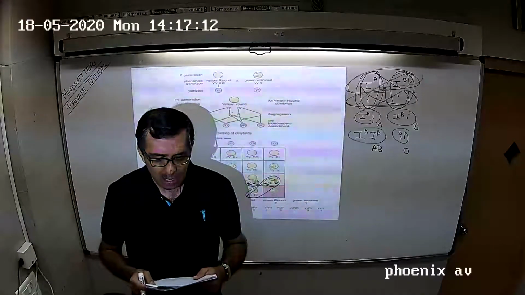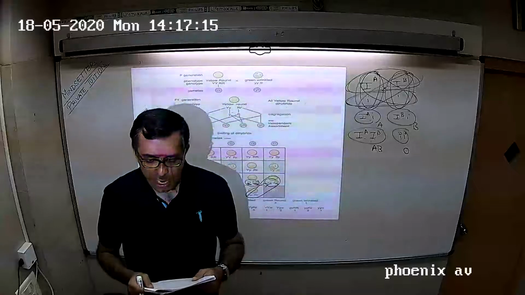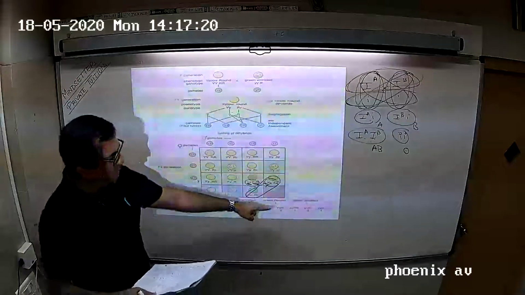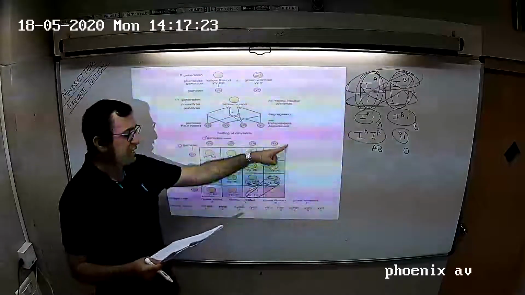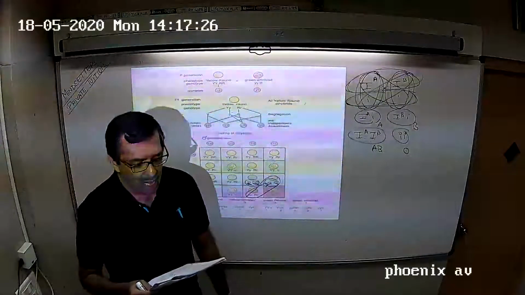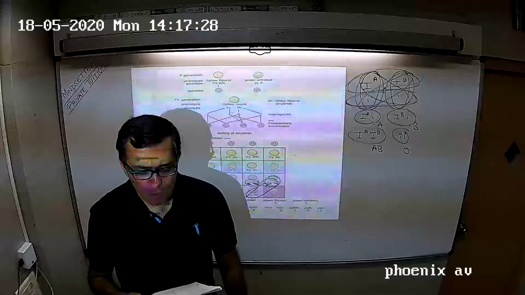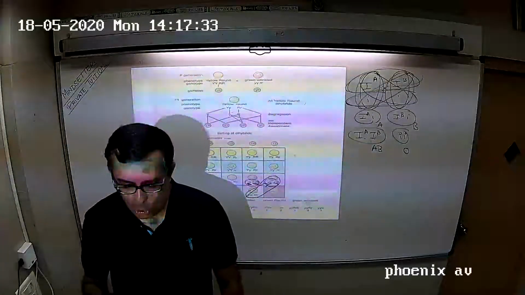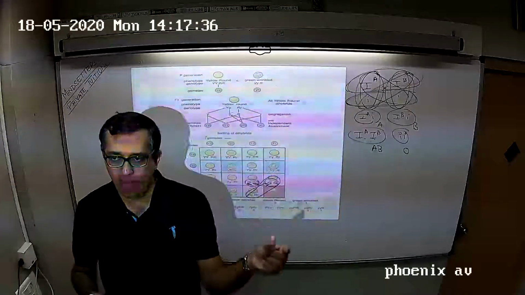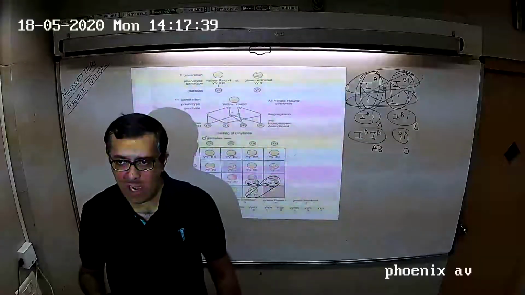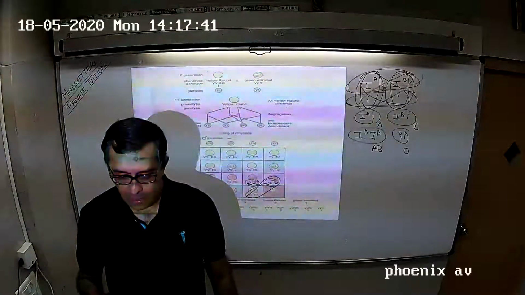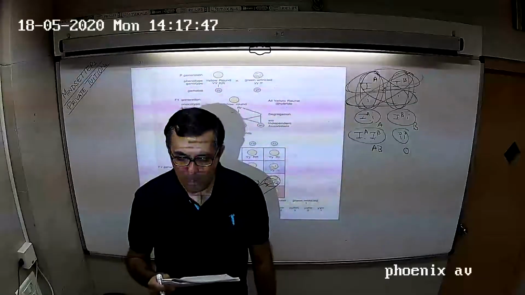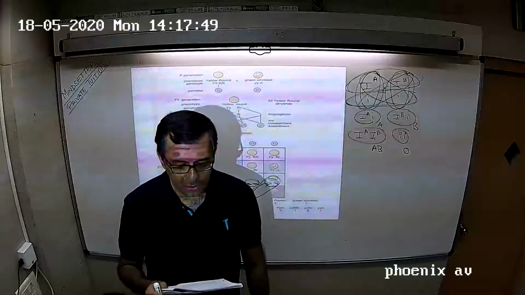Then 115, the graphical representation to calculate the probability of all genotypes of an offspring in a genetic cross is called a Punnett square. What is that called? A Punnett square. 116, the genotype of a plant showing dominant phenotype can be determined by a test cross. A test cross will tell whether it is homozygous dominant or heterozygous dominant. 117, which of the following cannot be explained on the basis of Mendel's law of dominance?